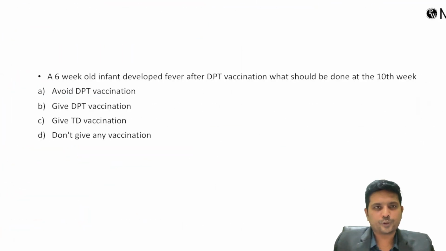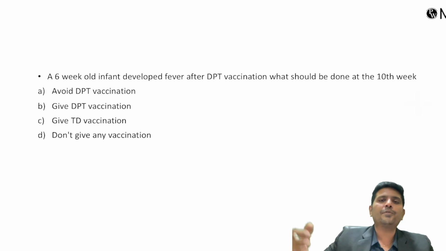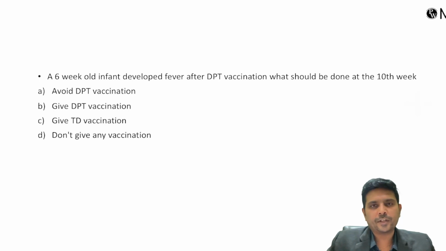Let us go to the next question. A 6-week-old infant developed fever after DPT vaccination. What vaccination should be done at the 10th week? Remember, when you give DPT vaccination, there are chances for anaphylaxis, there are chances for encephalopathy, and there are chances to produce a neurological illness in a child with progressive neurological deficit. But this child developed only fever, which is not a contraindication for the next DPT vaccination.